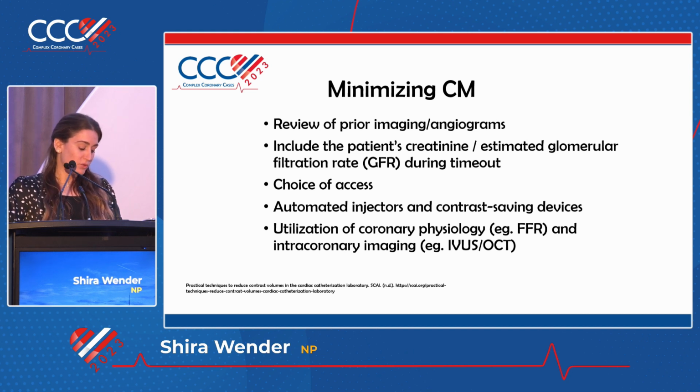We also can use automated injectors, and contrast-saving devices can significantly reduce the volume of contrast delivered to these patients. Using coronary physiology and intracoronary imaging such as FFR and IVUS during the PCI can decrease the number of stents used and reduce the volume of contrast delivered. Being mindful of such practices to lower the contrast use will ultimately improve the patient's safety without compromising quality.